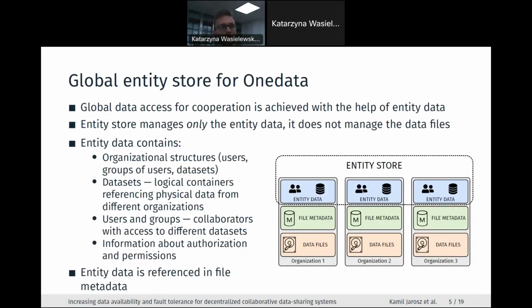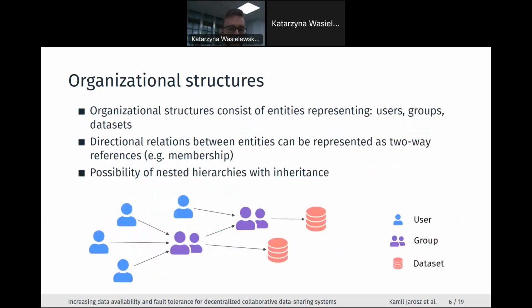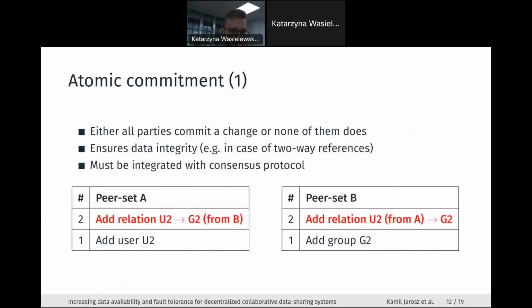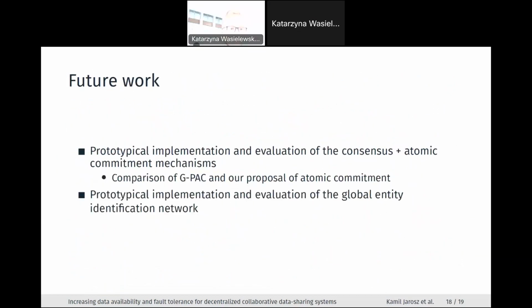Yes, access control. And my last question: have you done any practical experimentation with the solution? Yeah, so that's ongoing. We only described the idea as a short paper, and now we are implementing the first prototype and evaluation.